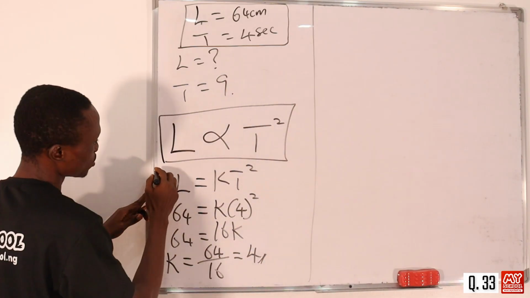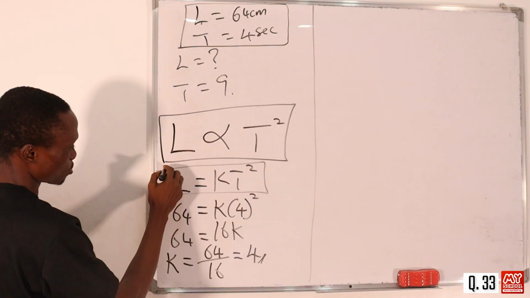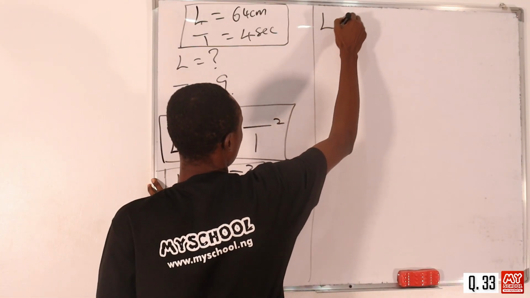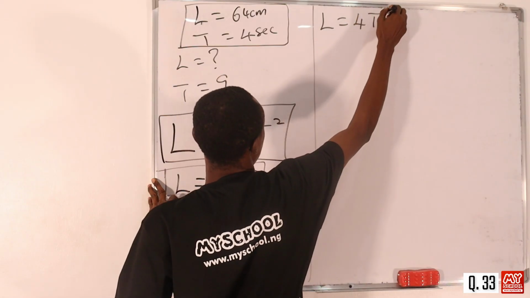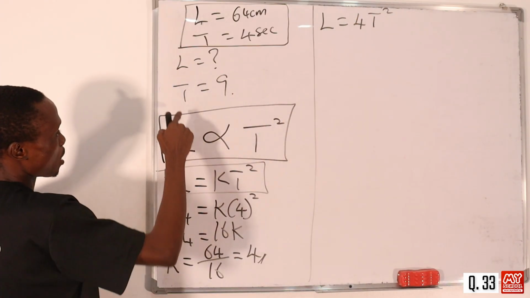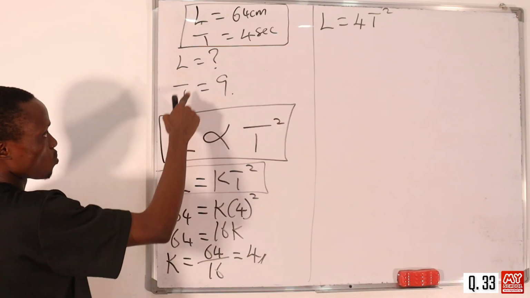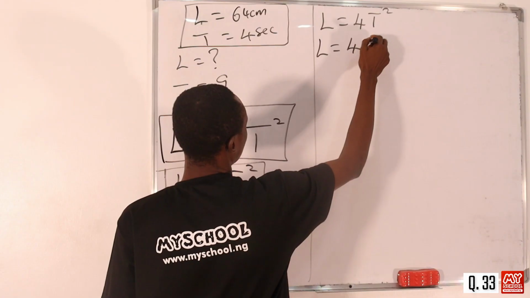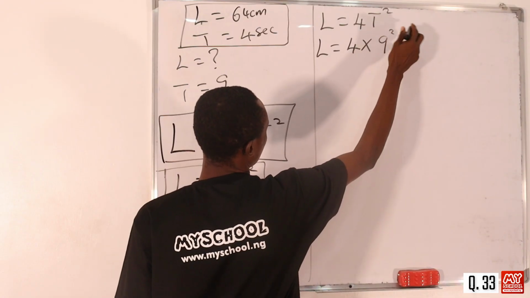So we can now come back to this equation and substitute the value of K there. So we now have L equals 4T squared. In this question we are asked to find the value of L when T equals 9. So L will now be equals to 4 times 9 raised to power 2.